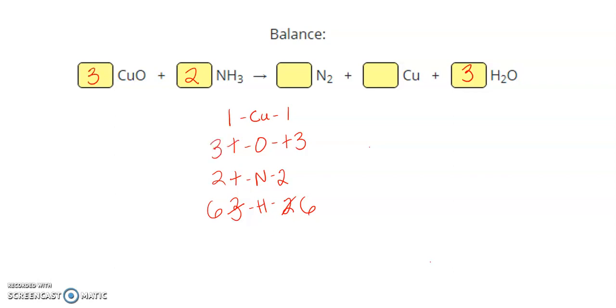Now I have 3 oxygens. I also have 3 coppers. So to get 3 coppers on the other side, I need to put a 3 in front of Cu. Update down below, and then I can check. Balanced, balanced, balanced, and balanced.